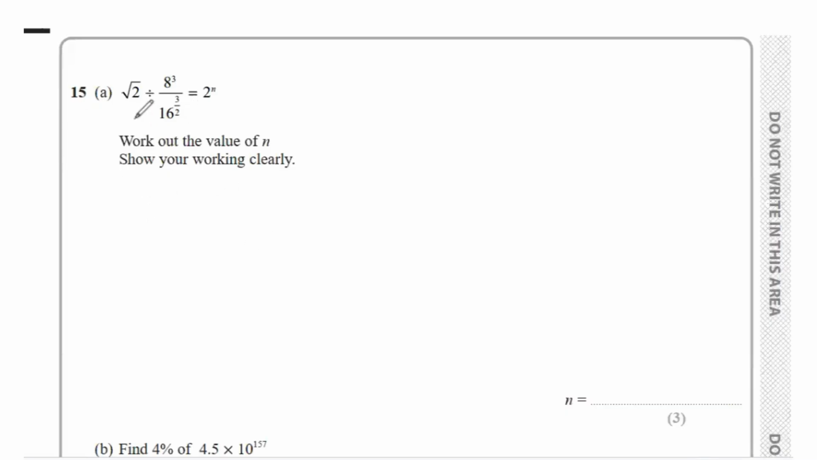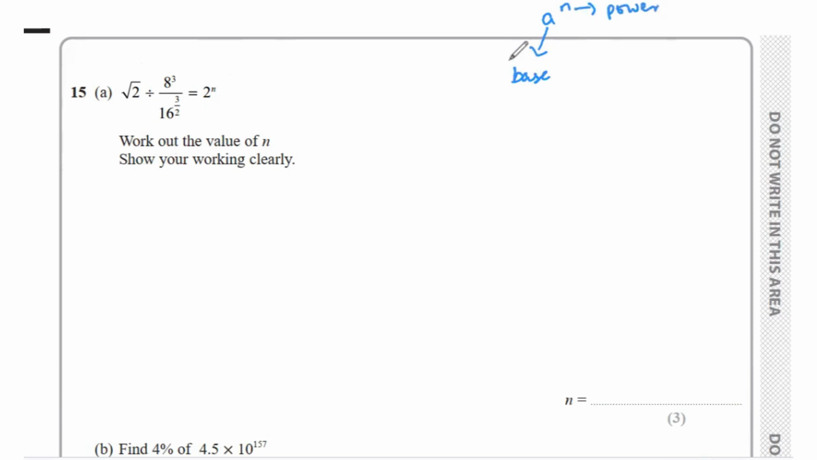Question 15, part A says root 2 divided by 8 cubed over 16 to the power of 3 over 2 equals 2 to the power of n. We have to work out the value of n. I would advise that whenever you see a to the power of n, a is your base and n is your power.